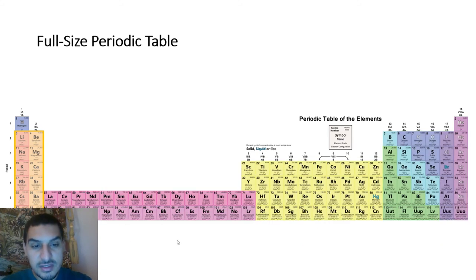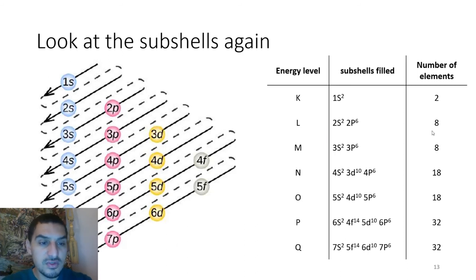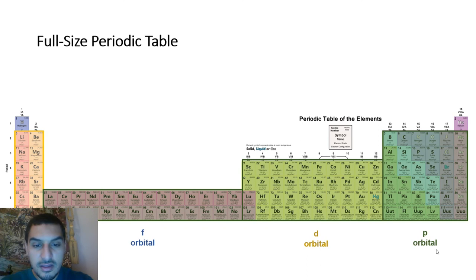Again, relate this to this. It's 2, 8, 8, 18, 18, 32, 32. And we have the f filled with 14 elements. And this is why the periodic table looks like this. So it kind of answers some questions that people might have: why does the periodic table look like this?